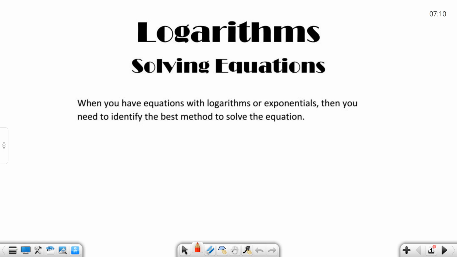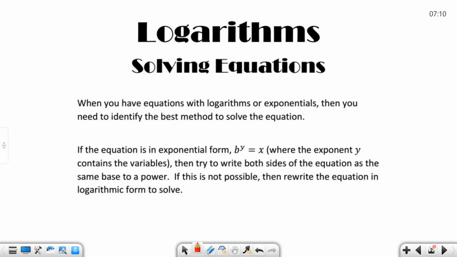Logarithms, solving equations. When you have equations with logarithms or exponentials, you need to identify the best method to solve the equation. If the equation is in exponential form, b to the y equals x, where the exponent y contains the variable, that's what you're trying to solve for, the exponent. Then the first thing you try to do is write both sides of the equation as the same base to a power. If this is not possible, then rewrite the equation in logarithmic form to solve. This is also accomplished by taking the log of both sides.